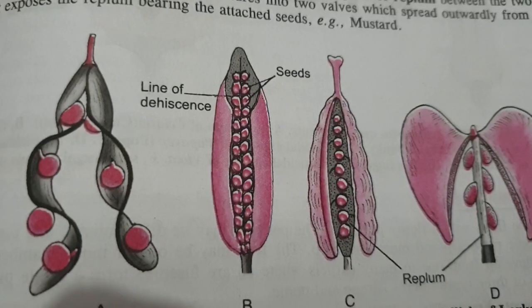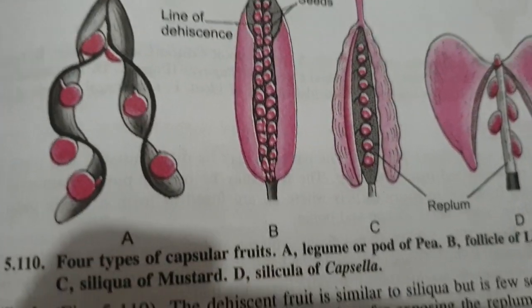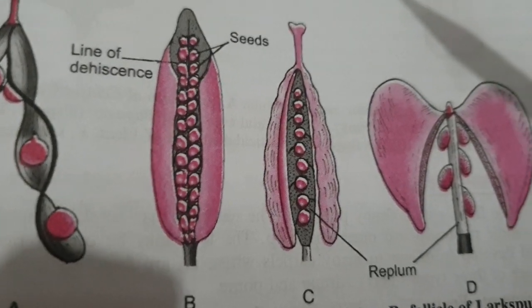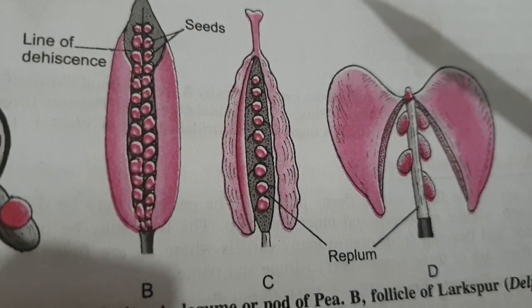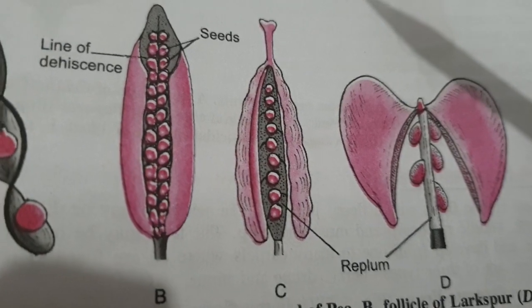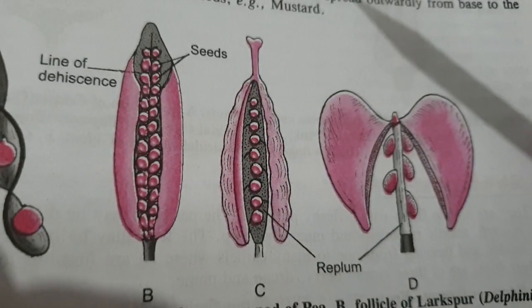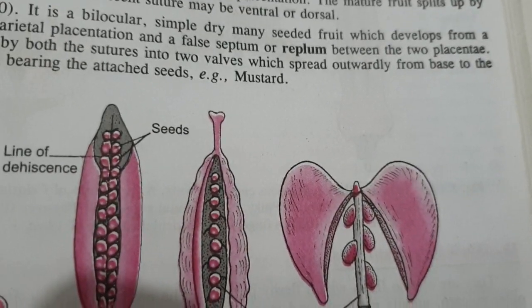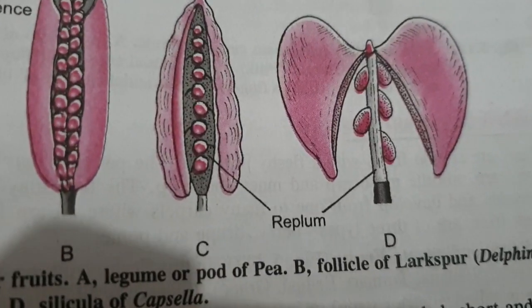Then next is the siliqua. Diagram C you can see, this is the siliqua fruit. Here it is few seeded, short and flat. Okay, as we get in case of capsula. And last one is the silicula.